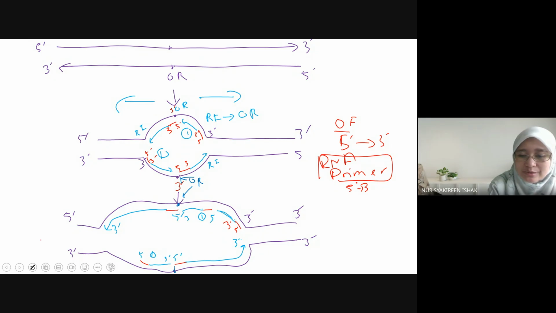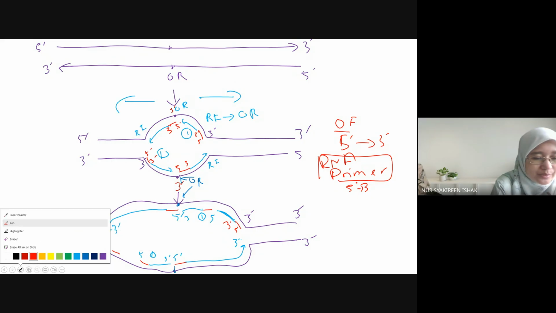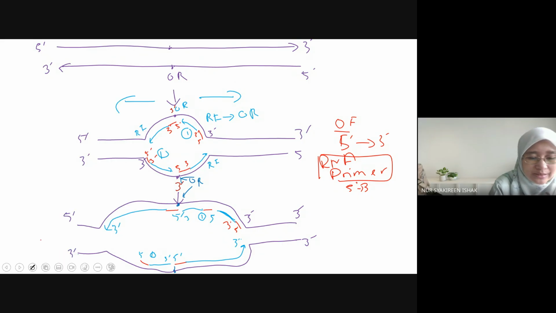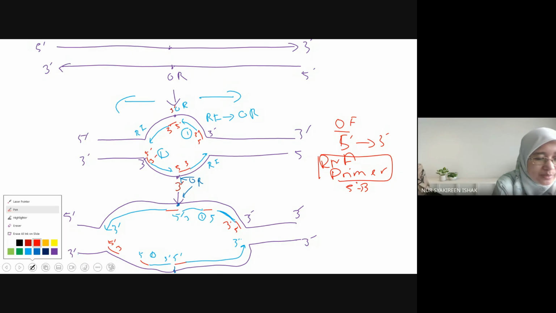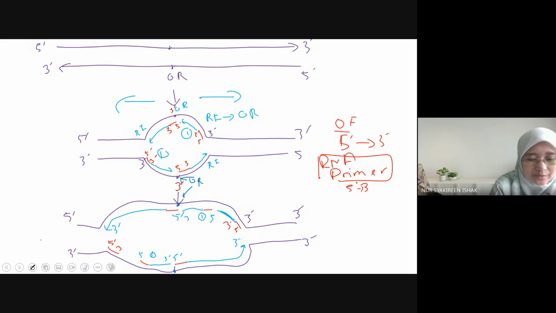So lepas tu jumpa dengan 5' end of the primer, then the process stops. Same goes to here. Yeah, so RNA primer is synthesized and then it produces a 3' end, then only DNA polymerase 3 can come and add DNA nucleotide, tambah sampai dijumpa RNA primer of the first Okazaki fragment, then the process stops.